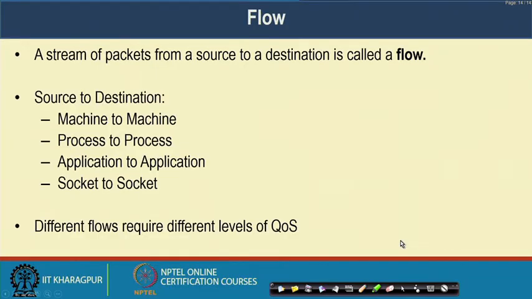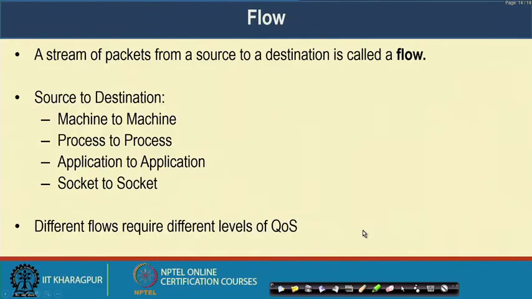In terms of quality of service, many of the time we will use this term flow. This flow is a stream of packets from a source to a destination. Now, when we say source to destination, there can be multiple such definitions. It can be a machine to machine communication, so we want to ensure quality of service between 2 machines. It can be process to process communication, like we want to provide quality of service between 2 different processes when they are communicating with each other.